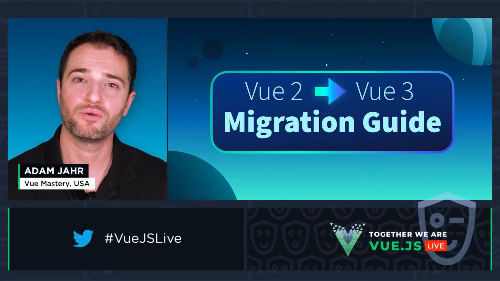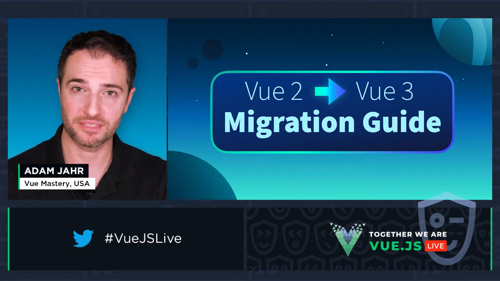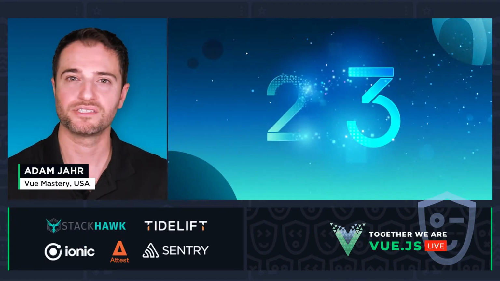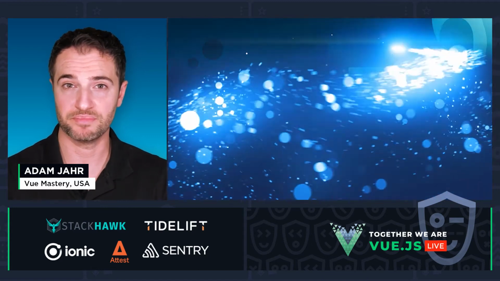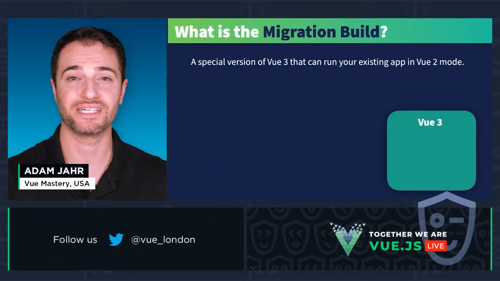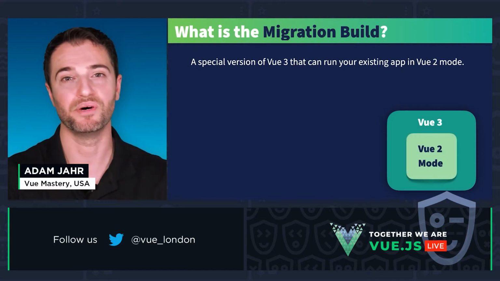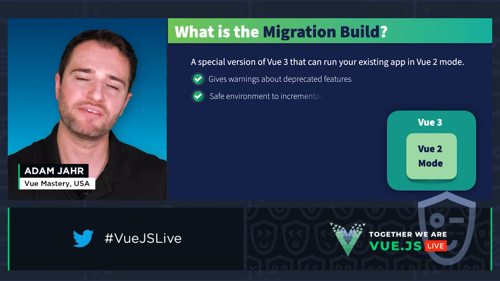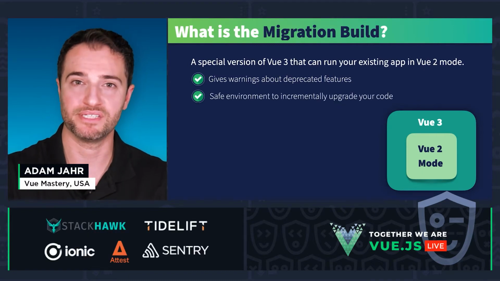And in this talk, we're going to walk through what it looks like to use the migration build to upgrade a Vue 2 app to Vue 3. So what exactly is the Vue 3 migration build? Essentially, it's a special version of Vue 3 that allows you to run your existing app in Vue 2 mode. It gives you helpful warnings about deprecated features and provides a safe environment to incrementally update your code.